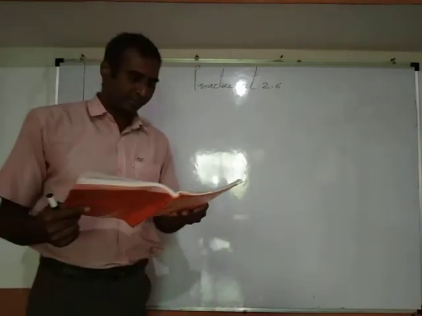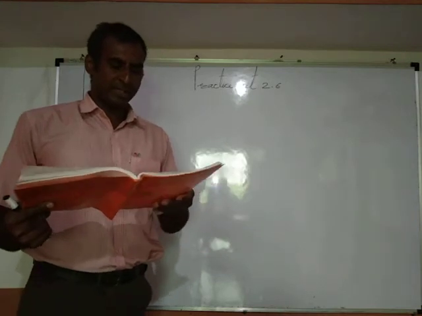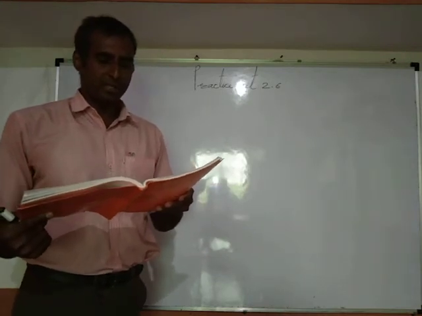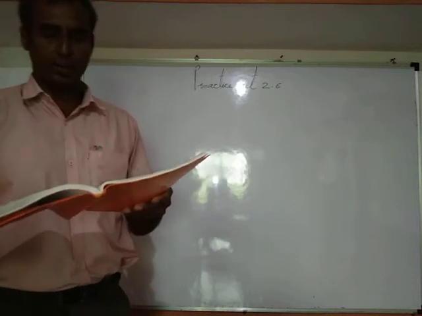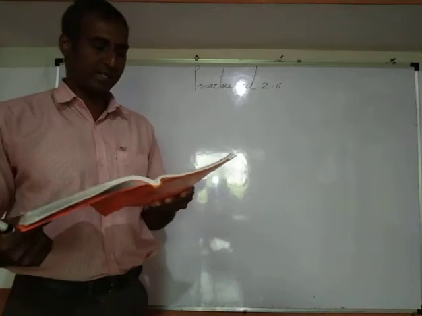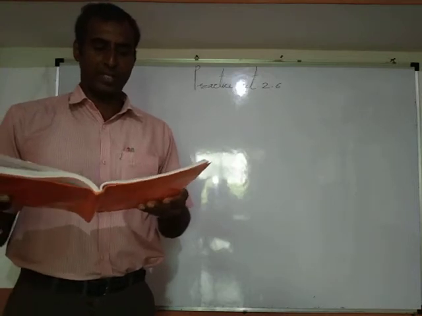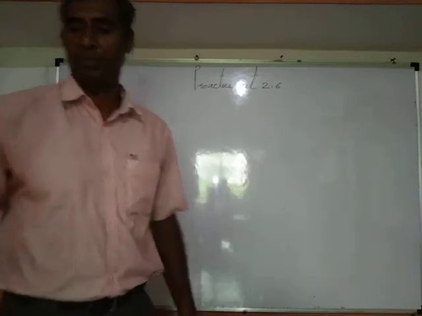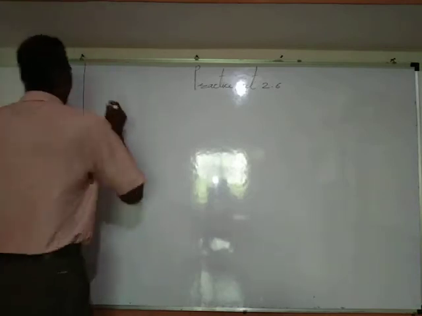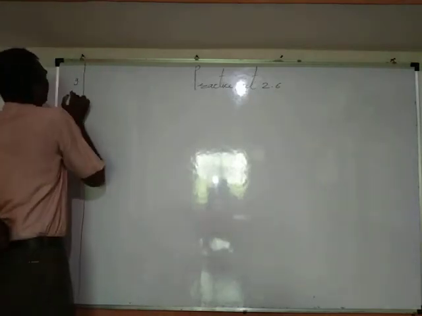Question 9. If 460 is divided by a natural number, quotient is 6 more than 5 times the divisor and remainder is 1. Find quotient and divisor. Okay. Question 9. Solution.